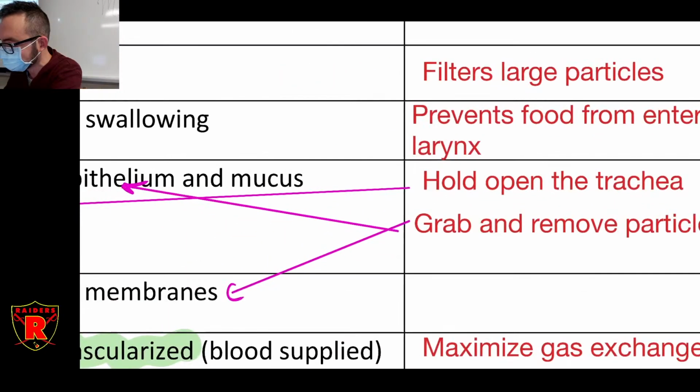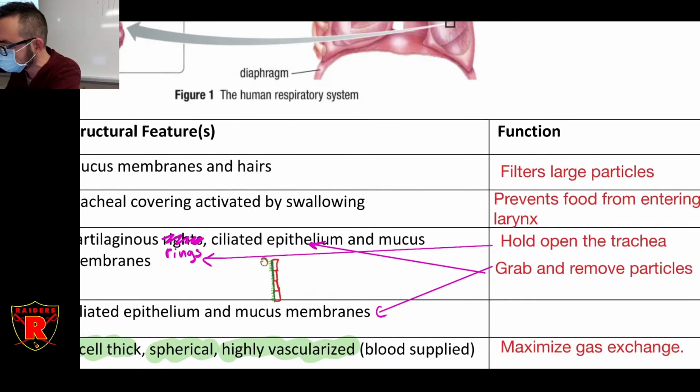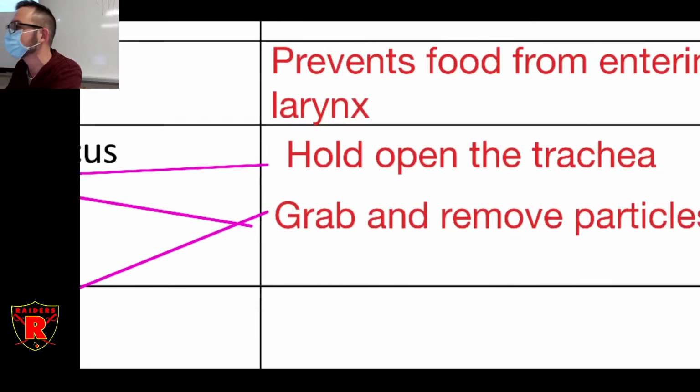Anyway, so like I said, the rings hold open the trachea, and the ciliated epithelium grabs and removes particulate matter. Interesting side note here, if you smoke, hopefully not, you paralyze your ciliated epithelium. The gases in cigarette smoke actually paralyze your ciliated epithelium and make it so that it cannot remove particulate matter from your lungs, which is one of the reasons why smoking dramatically increases your chances of getting a respiratory infection, because it's actually paralyzing your system that you're using to remove particulate matter and bacteria from your lungs.